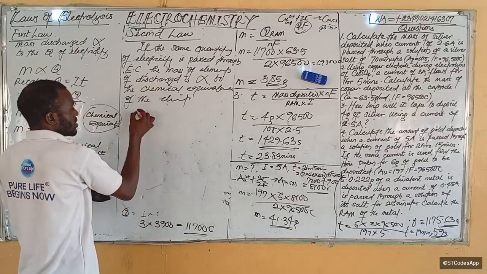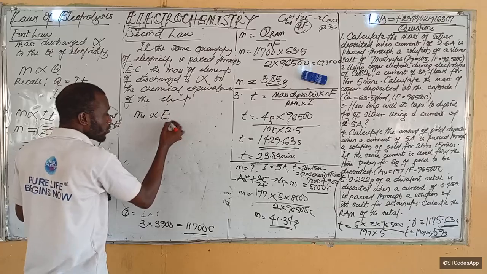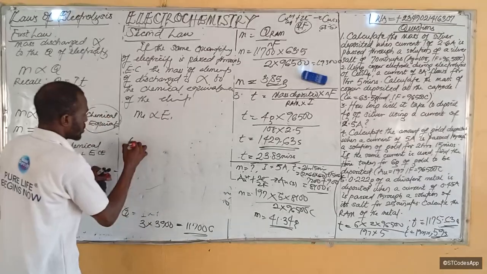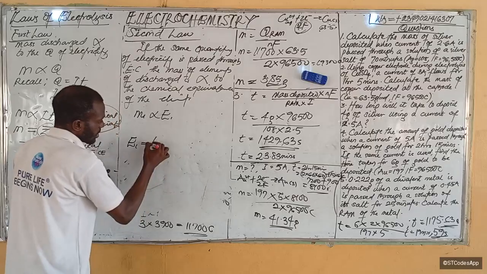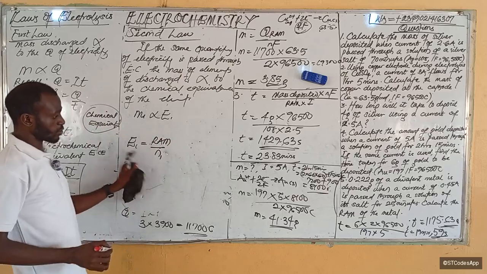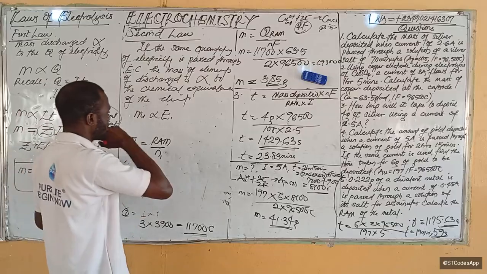Now, let me interpret this. The formula is just M1, the mass of 1, is directly proportional to the chemical equivalence. E is chemical equivalence. Chemical equivalence is given by the molar mass, the RAM, per mole. So that's why you see inverse proportionality here, between the mole and the chemical equivalence. So that's what you see there.